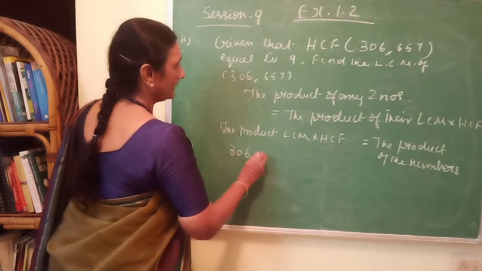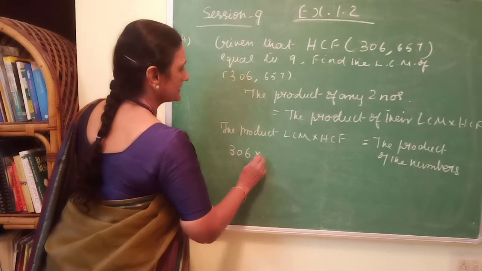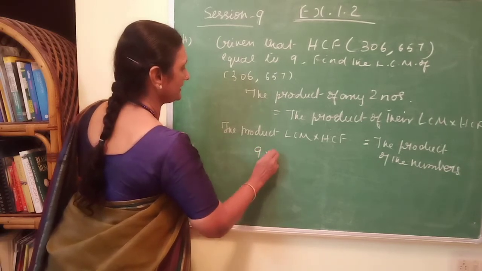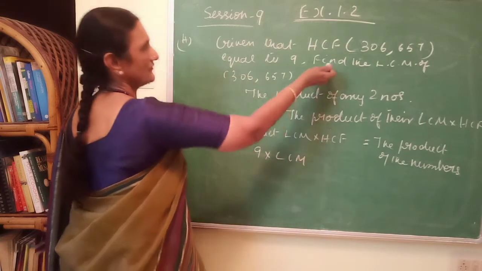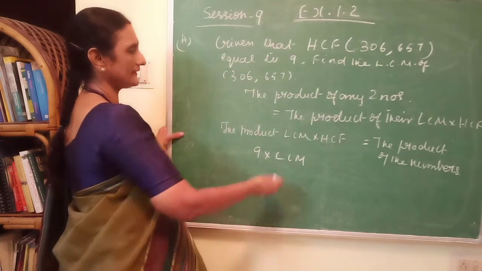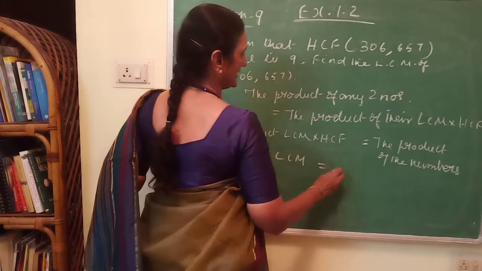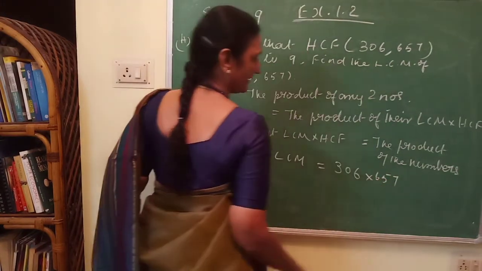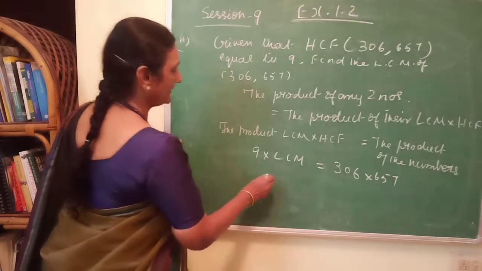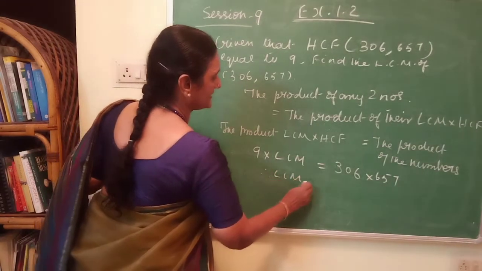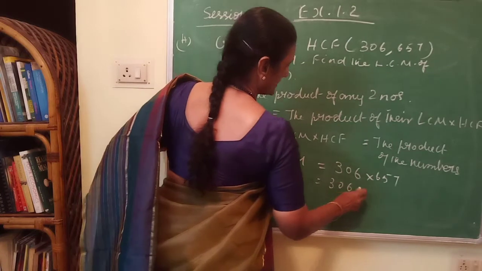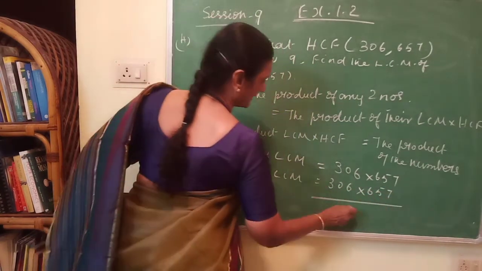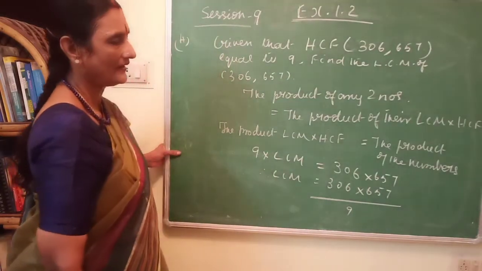306 into 657. I'll write like this. That is 9 into LCM. HCF is given to be 9. Therefore, 9 into LCM is equal to 306 into 657. So, this is the statement. Therefore, LCM is equal to 306 into 657 divided by 9, this 9 comes down. Okay, this is the result.